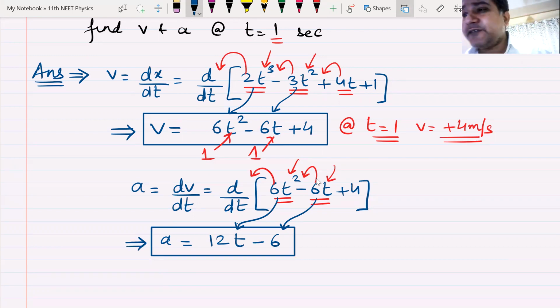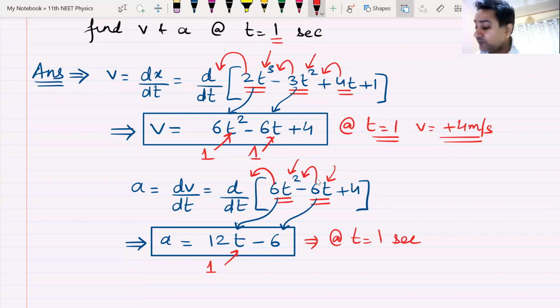Do we understand this? Can I have some raised hands? How did I get this? I simply calculated the derivative of 6t square minus 6t, and that was all. Now I can easily find out the value at time is equal to 1 second. Just put the value of time as 1.